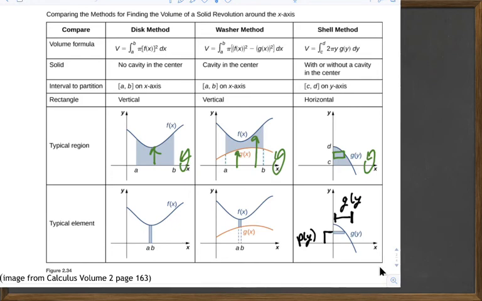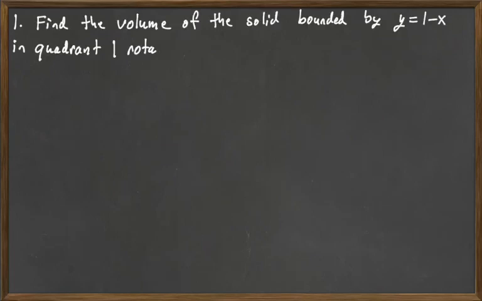All right. So let's move on to the next page. So what do we say? Or what are we finding? Find the volume of the solid bounded by y equals 1 minus x in quadrant 1. And then we're going to rotate and say this is rotated.